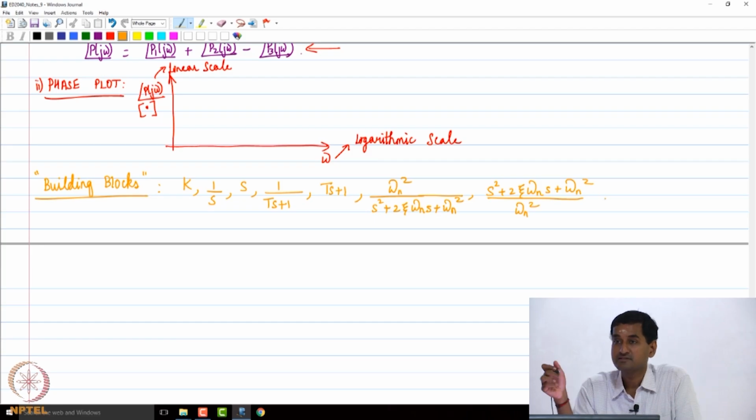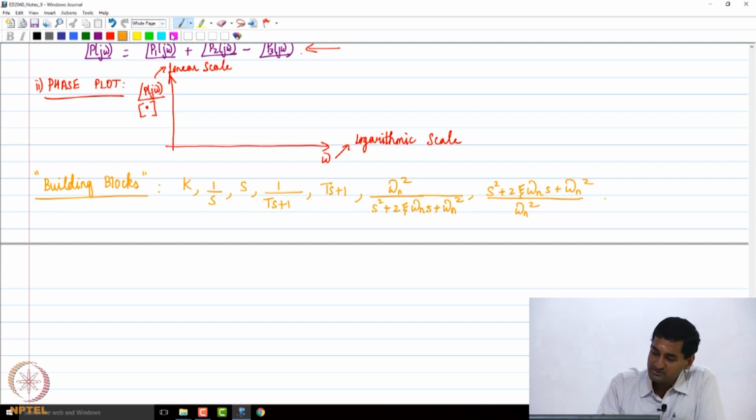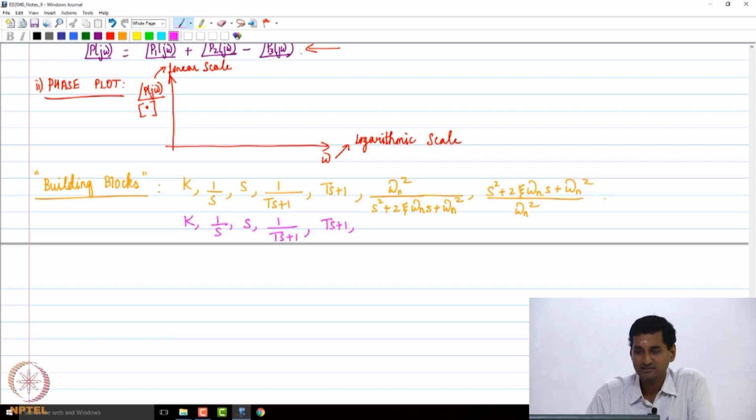So you can see that. Can I change the color? Okay, so essentially we can have a constant, we can have 1 by s, which is like an integral, s which is like a derivative, and then 1 by Ts plus 1 and Ts plus 1 as the first order factors. And we can have second order factors with complex conjugate roots of this form, both in the denominator and the numerator. So we can have all these factors.